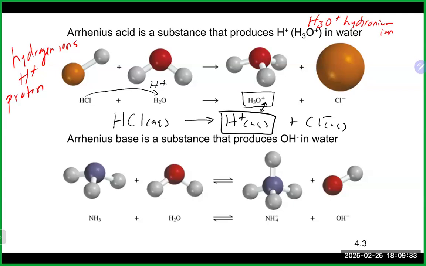Now, the definition of an Arrhenius base is a substance that's able to produce hydroxide in solution. When we talk about the ability to produce H plus or hydroxide in a solution, what we're talking about is the ability to release those things so that they are freely floating around in the solution, the H plus, and the same thing with the hydroxide. They're not really with anybody else. They're just floating around in the solution.